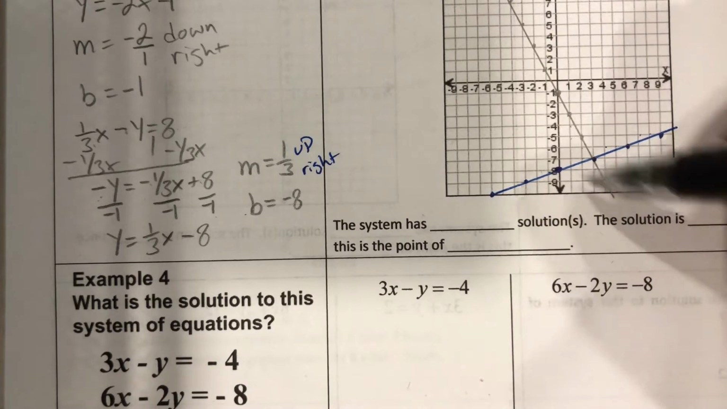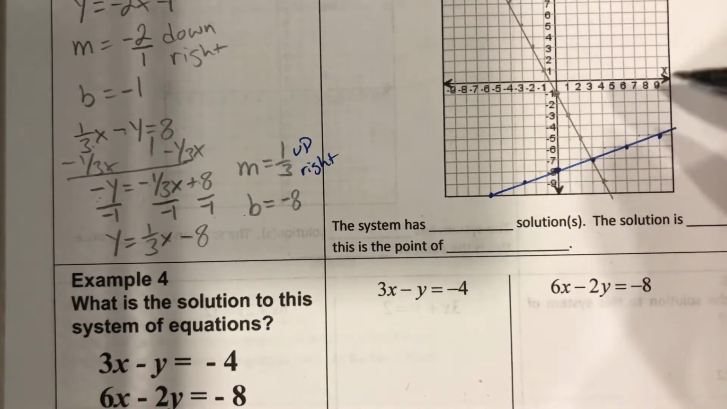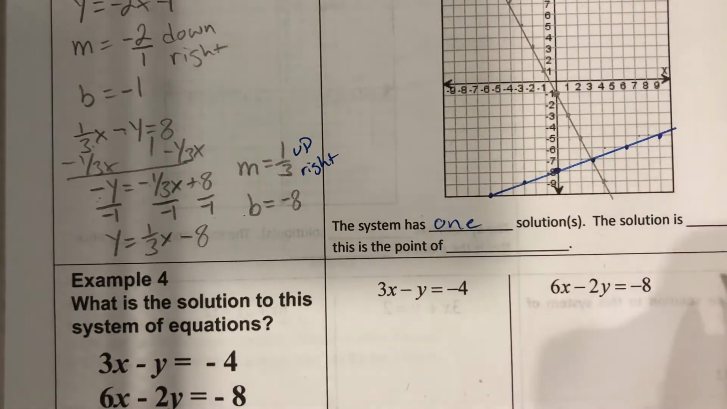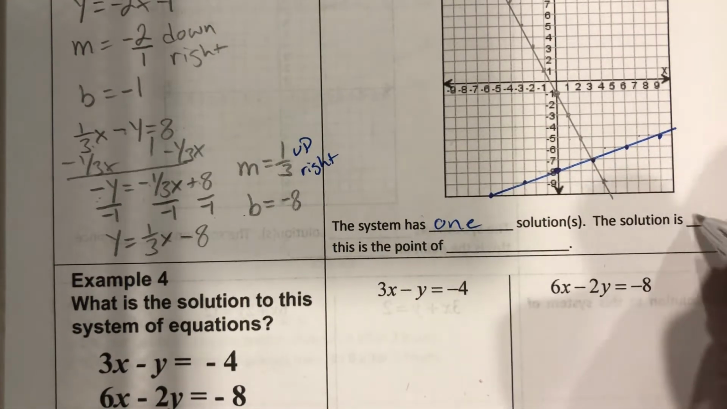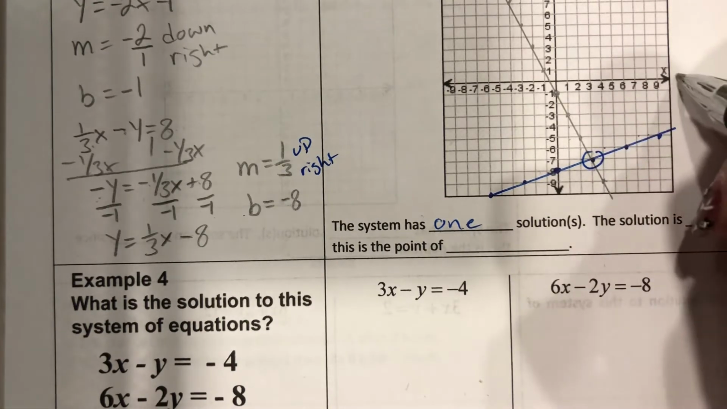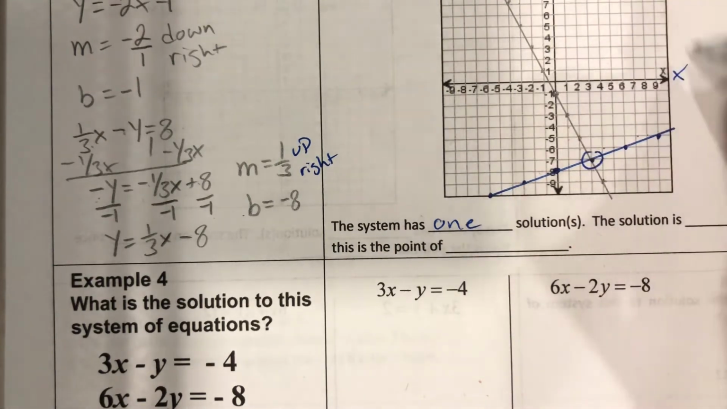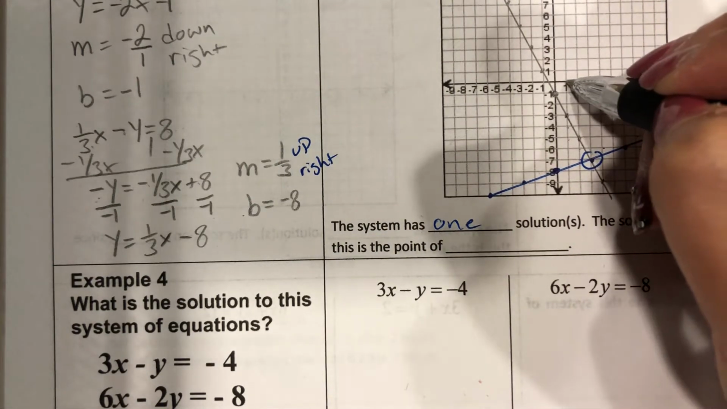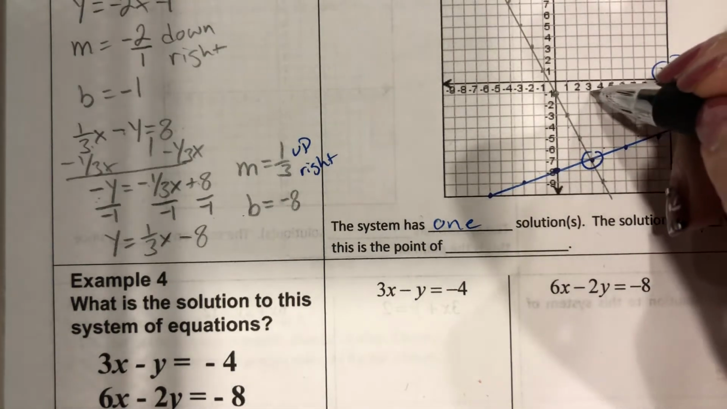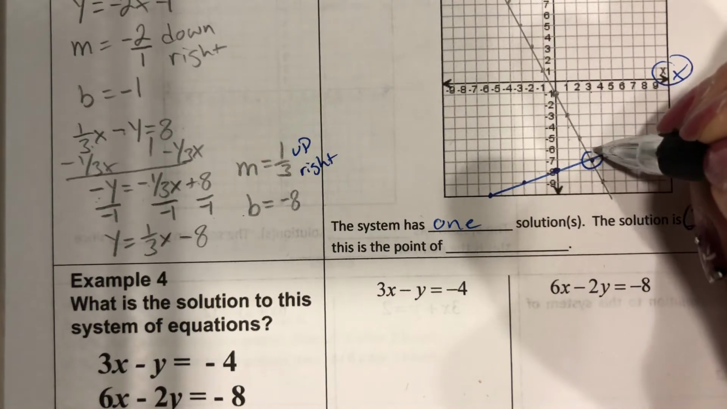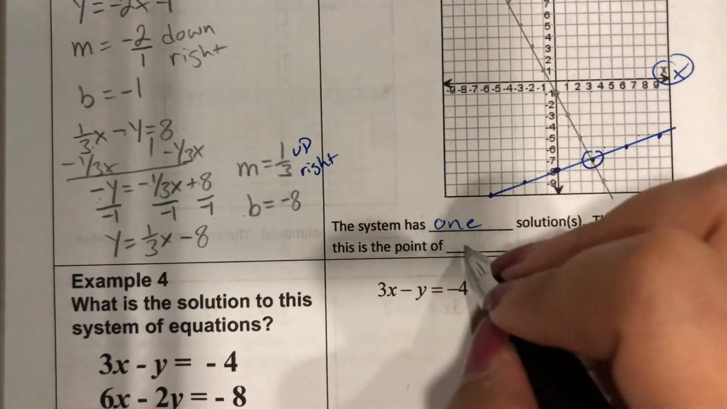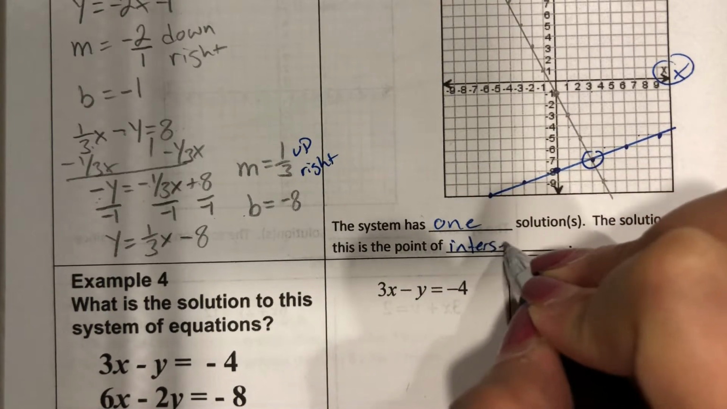So, looking at this, I have an x. So what does that mean? The system has how many solutions? It has 1. All right. What is my solution? Well, my solution is right here. Where is that at? So I look at my x first and then my y. So I went 1, 2, 3. So it's going to be at 3, and then 1, 2, 3, 4, 5, 6, 7, -7. Since this is a point of intersection.